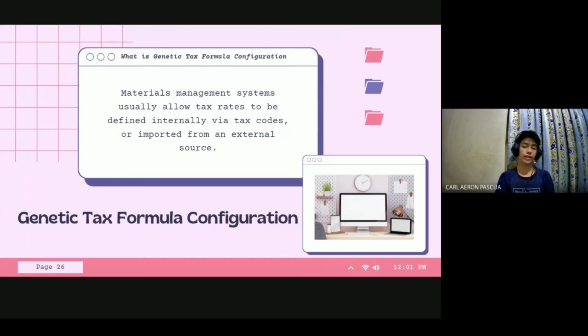So, what is a tax? Materials management systems usually allow tax rates to be defined internally via tax codes or imported from an external source.